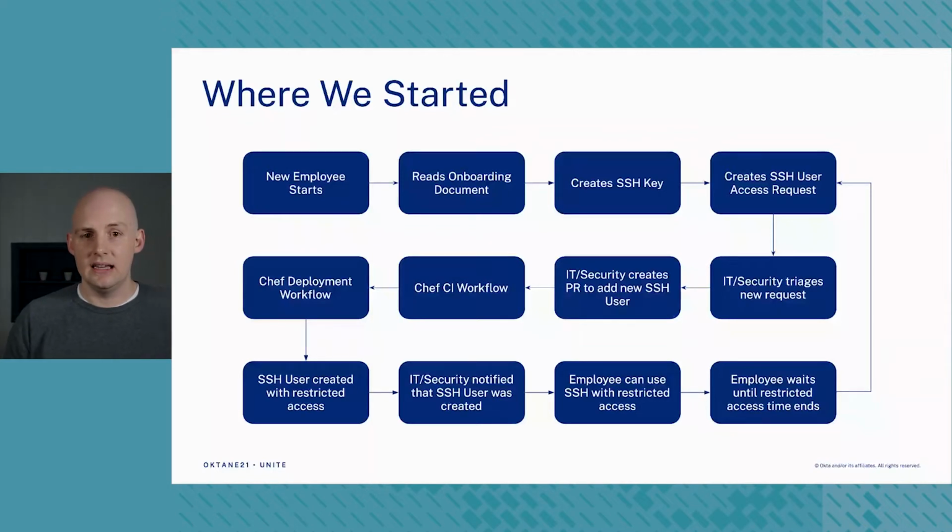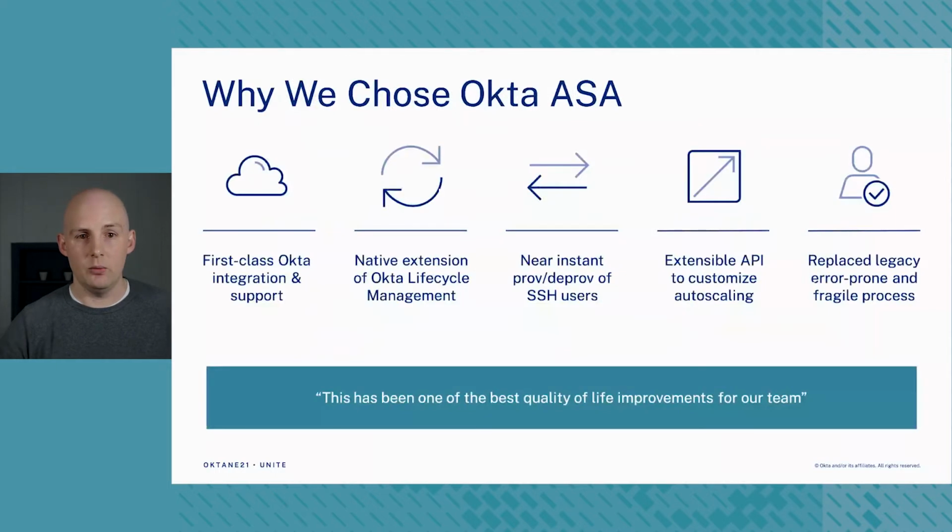So as you can see, this is a slow process. There are 20 steps throughout the life cycle of a new employee joining the company, and it has many steps, many pitfalls, and a lot of manual intervention that needs to happen along the way. So as we looked at solving this problem, we looked at different ways that we could do that, and we chose ASA. So why did we end up choosing ASA?